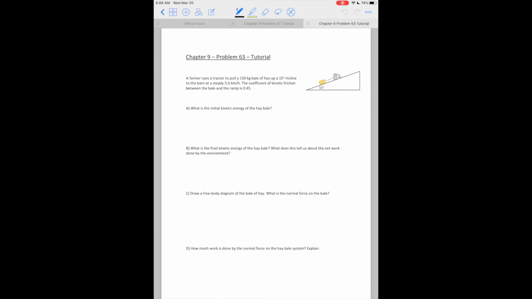A farmer uses a tractor to pull a 150 kilogram bale of hay up a 15-degree incline. He's dragging it to the barn at a steady 5 kilometers per hour. The coefficient of kinetic friction between the bale and the ramp is 0.45. So part A, what is the initial kinetic energy of the hay bale?